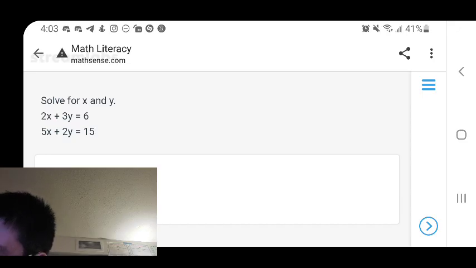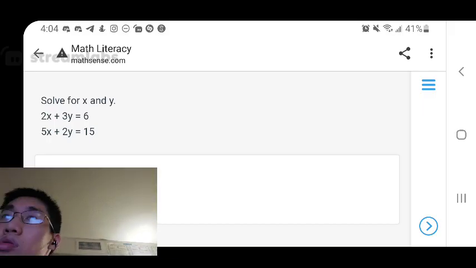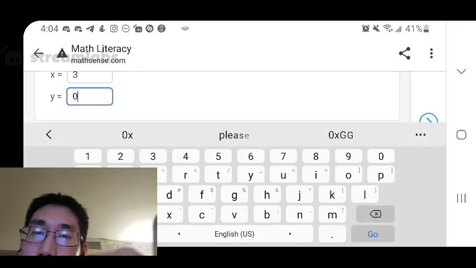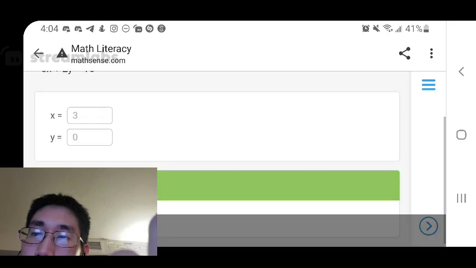X is 3. And then you plug x back into that equation: negative 9 plus 3 times 3. Y is 0. Oh, interesting. That works because 2 times 3 is 6 plus 0 is 6 for the first equation, and 5 times 3 is 15 plus 0 is 15. Yep, x is 3, y is 0. Locking it in.